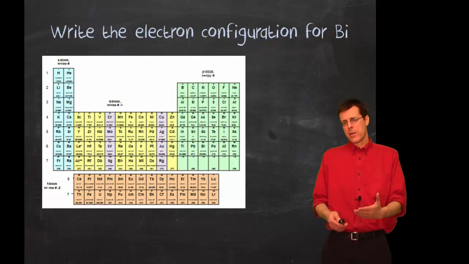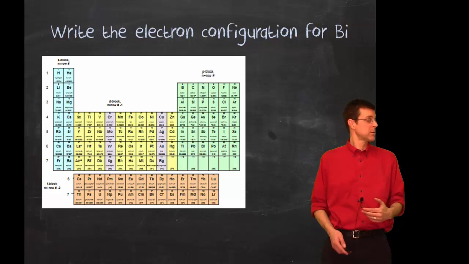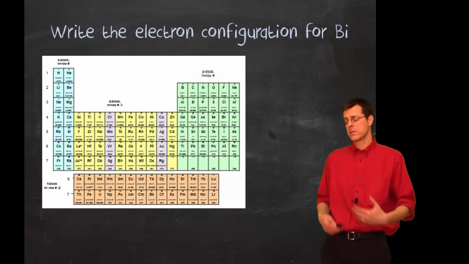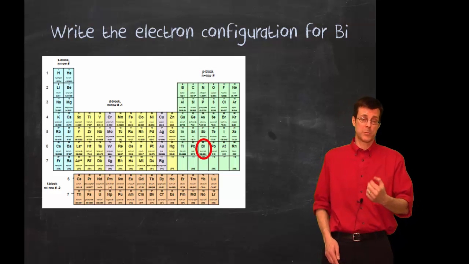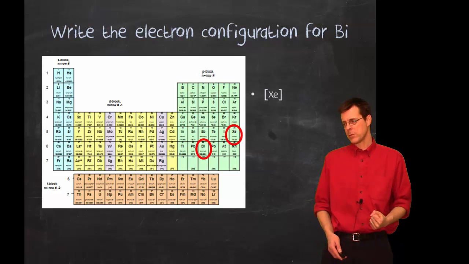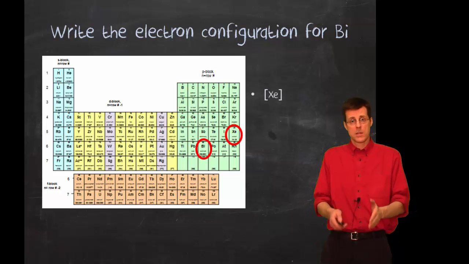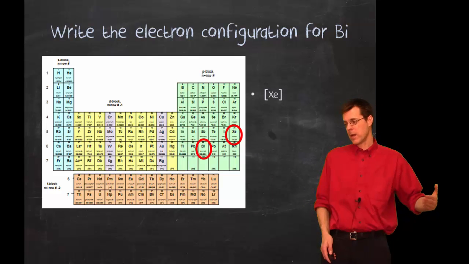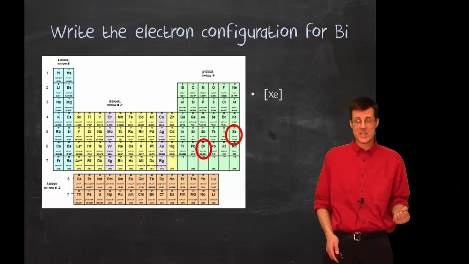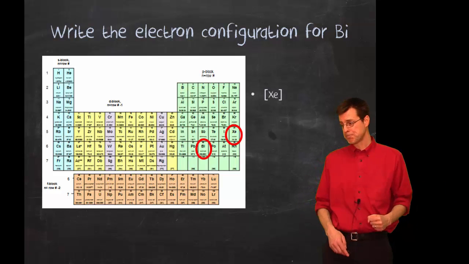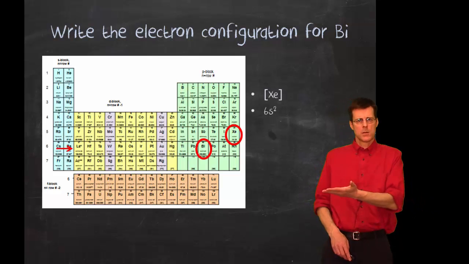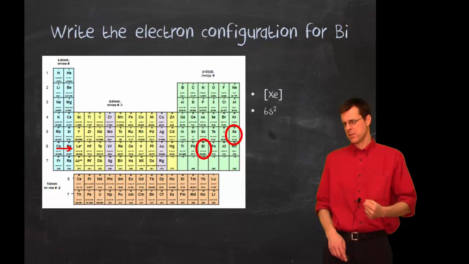Okay, let's try that for bismuth. We're going to do the electron configuration for bismuth based on the short form. I first find bismuth, then I find the previous noble gas, xenon. That takes care of a bunch of electrons. Now I only have to do the last row, which is row number 6. So, cutting across row number 6, 6s2.